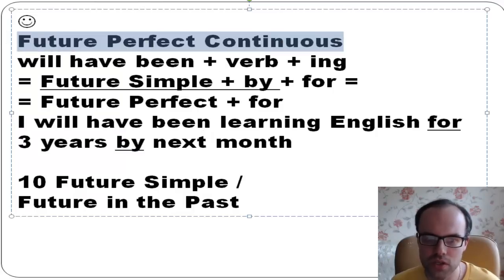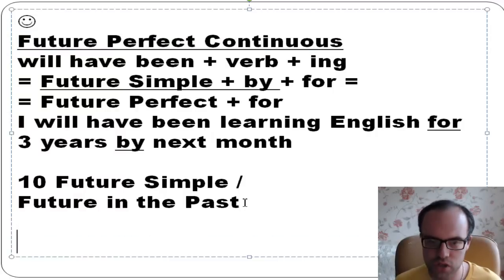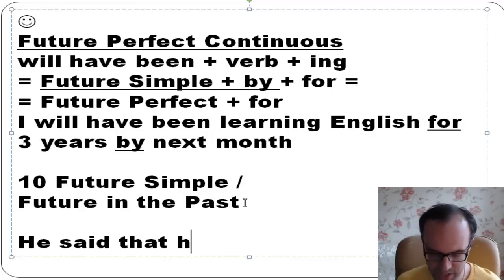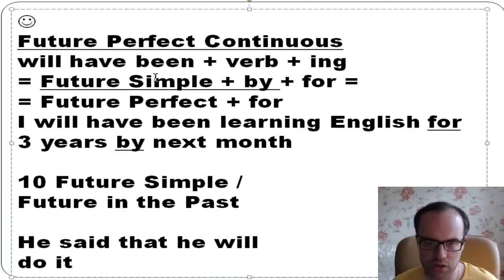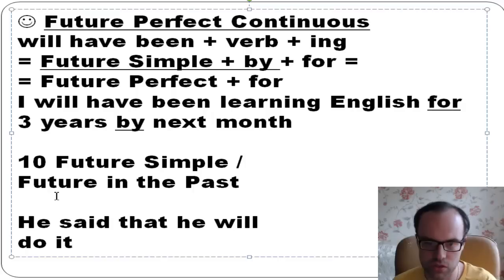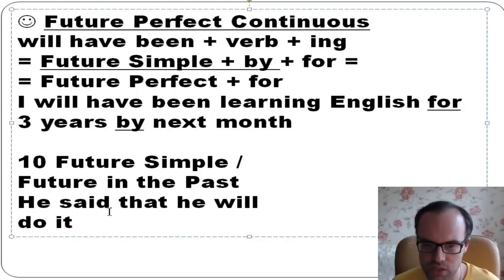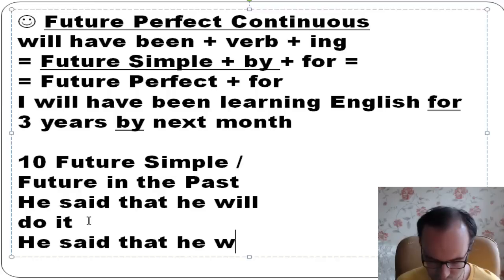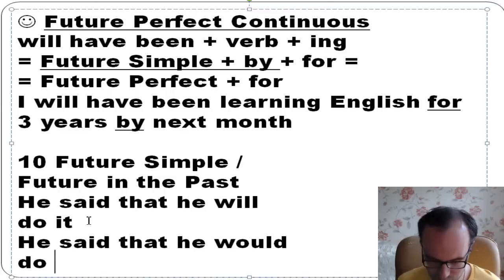And what about future simple and future in the past? For example, he said, so is it correct or not? He said that he will do it. Is it correct or not? So if it's about the past, he said that he will do it, you can't say it. You need to say he said that he would do it.